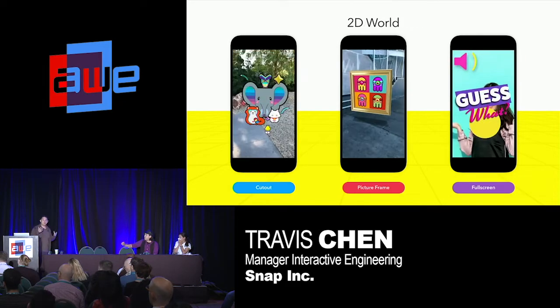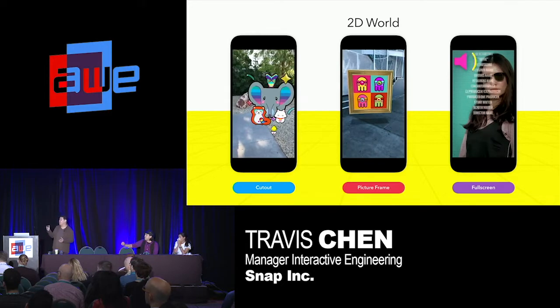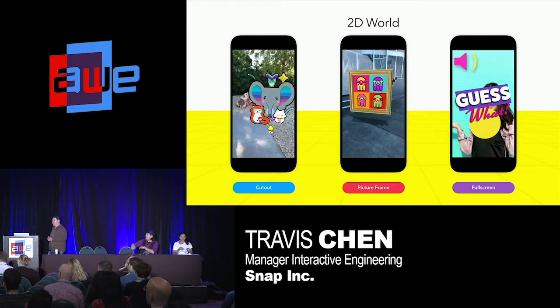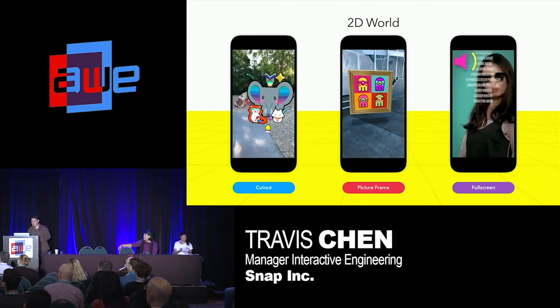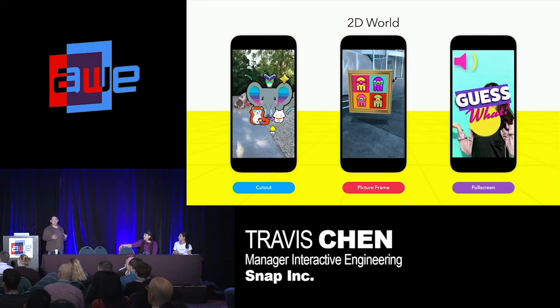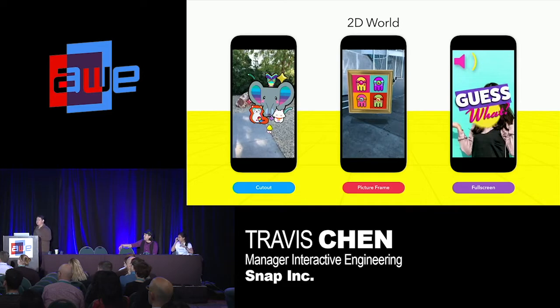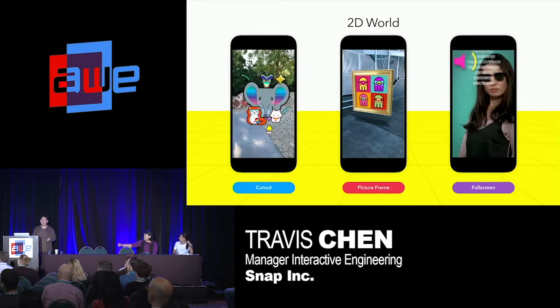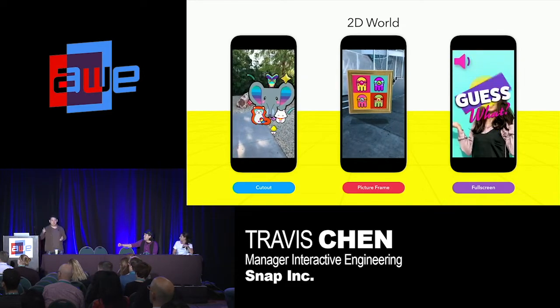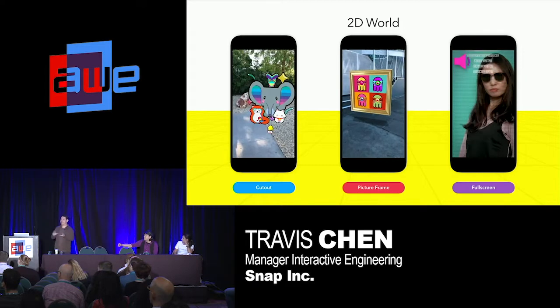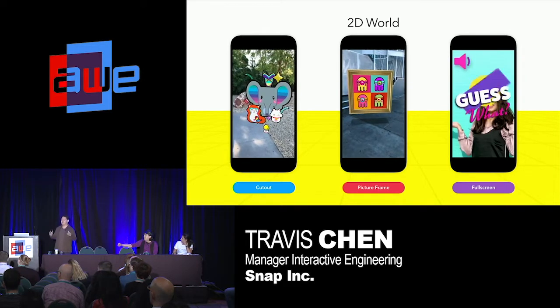And finally, we have a number of world templates specifically for 2D creators. So the cutout template on the left lets you position 2D objects in 3D space, almost like a pop-up book. The picture frame template lets you create a lens all by importing a single image, just like the baseball cap. And here, this is great for creating a lens of a family photo.